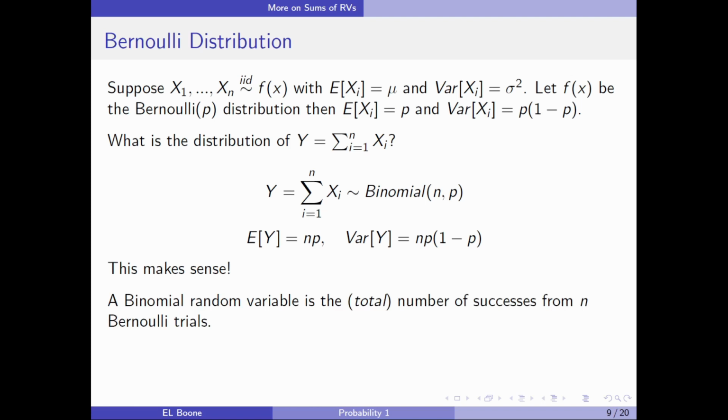And if you think about it, this really does make sense. The binomial random variable is the total number of successes from n Bernoulli trials. I put the word total in there because before we just said it's the number of successes, right? But here we're totaling the number of successes, and if you think of the word total, you think about adding, which means you think about summing.